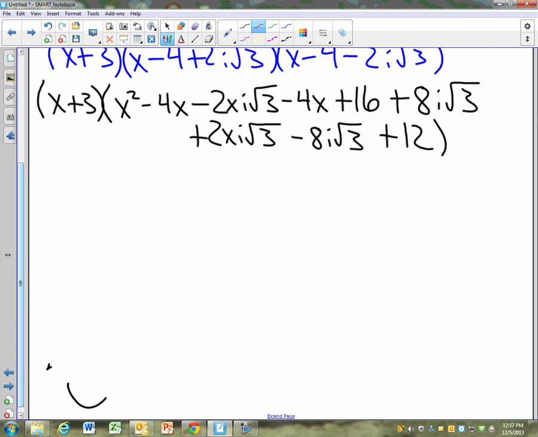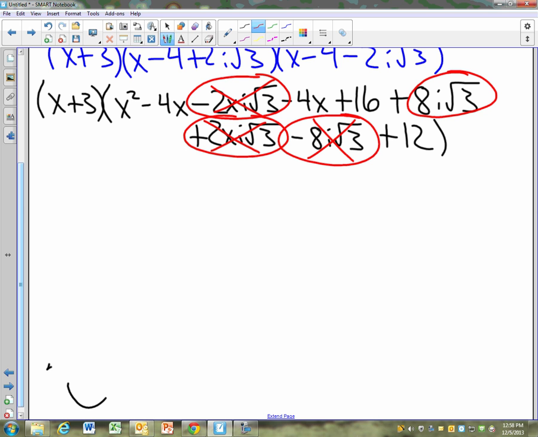If you've done everything correctly, everything that has an i in it should cancel. In fact, when people do these a lot, they just don't even multiply the i's anymore because they know they're all going to cancel. So you see here you have negative 2i roots of 3 and positive 2i roots of 3. They go away. You see you have positive 8i roots of 3 and negative 8i roots of 3. They go away.